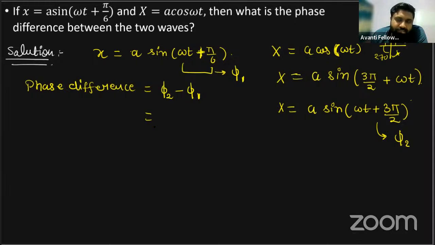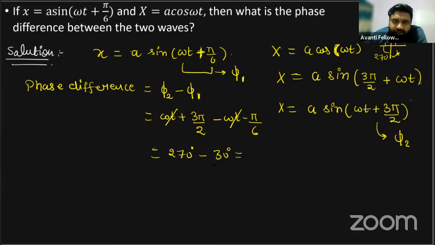It will be omega t plus 3 pi by 2, and this is omega t plus pi by 6. So minus omega t minus pi by 6. This omega t and omega t will cancel out. 3 pi by 2, which is 270 degrees, minus pi by 6, which is 30 degrees. So it will become 240 degrees. If you want to convert it into pi, you just multiply it by pi by 180.